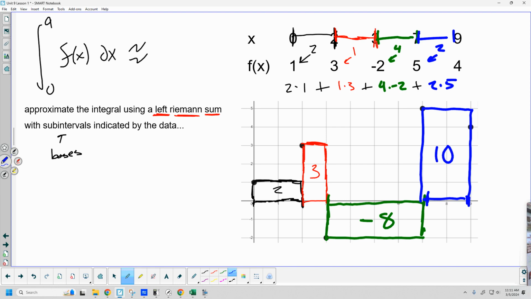All right, so what did we all get for our approximation? We all get 7. We all get the same approximation because we all use the same process. Now the question is, is this going to be accurate? You have no idea whether it's accurate or not.